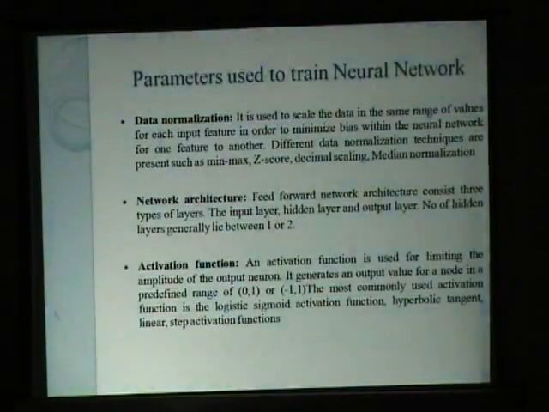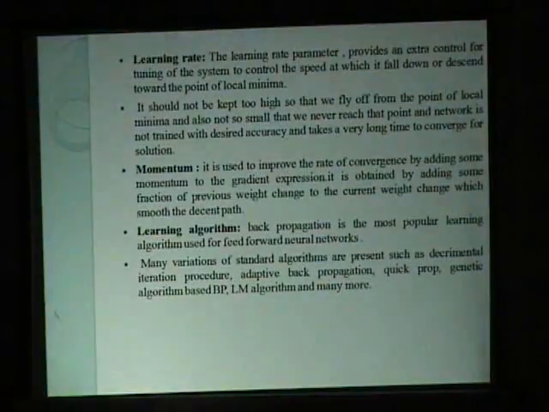बहुत सारे एक्टिवेशन फंक्शंस अवेलेबल है: लॉजिस्टिक सिग्मॉइड फंक्शन, हाइपरबोलिक टेंजेंट फंक्शन, स्टेप एक्टिवेशन फंक्शंस। लर्निंग रेट पैरामीटर प्रोवाइड्स, you can summarize, right? Learning rate, momentum, learning algorithm. For beginners, if anyone wants to work with neural networks, it is very important to understand these parameters and their necessity for the training of neural network.